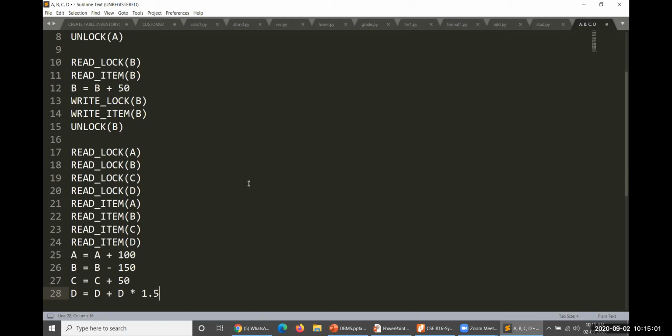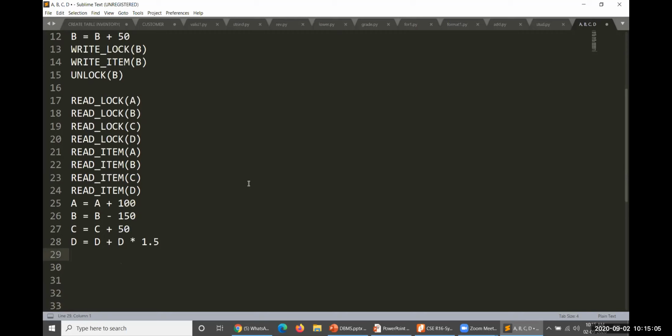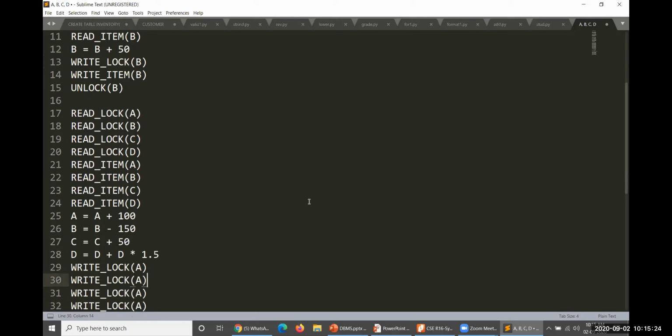What else the operations could be could be done here. After performing this, what exactly we are trying to perform here is, you must acquire all write locks at once. All write locks at once: write lock A, write lock B, write lock C, and write lock D. All write locks will be acquired at one particular place.